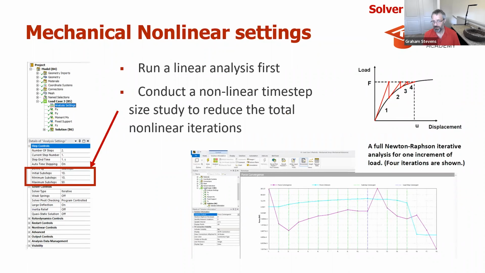And then relative to reducing your nonlinear analysis time in mechanical, run a linear analysis first, see if that's good enough in terms of the physics that you're trying to do. But if you do need to go to nonlinear, you can start looking at conducting a nonlinear time step study to reduce the total nonlinear iterations.